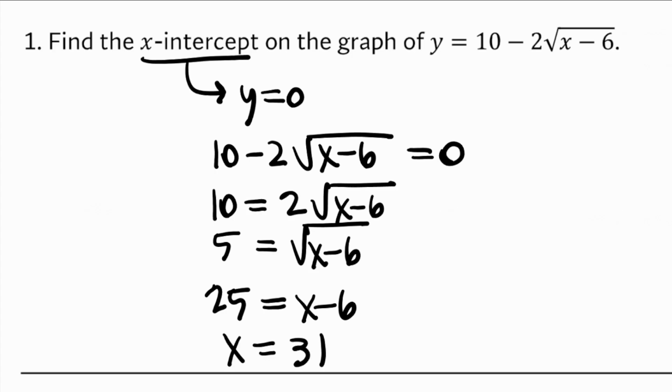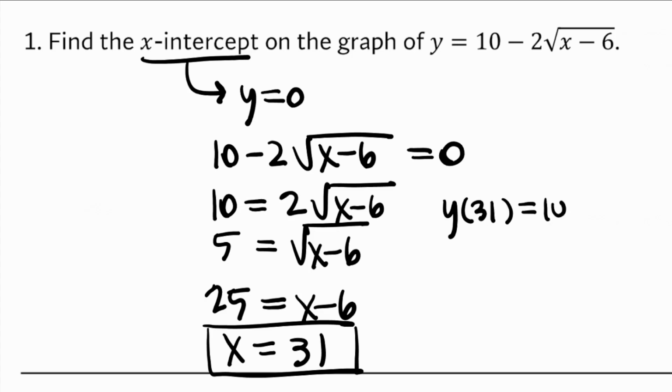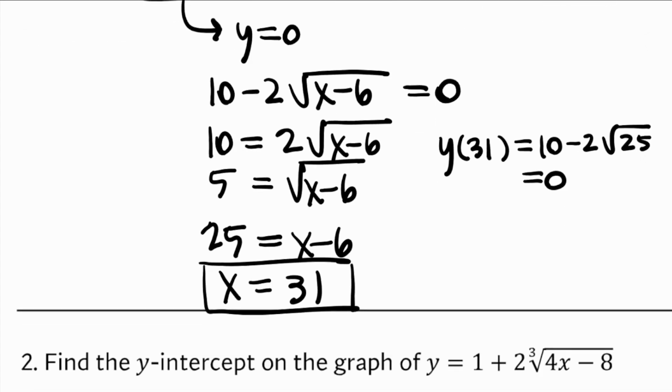But I feel like I wouldn't send you on a wild goose chase, searching for an x-intercept where there was none. x equals 31. Let's think about what's the value of y when x is equal to 31, and that's 10 minus 2 times the square root of 25. Yeah, that's going to be equal to 0. So that's good. That's an x-intercept because y is equal to 0.